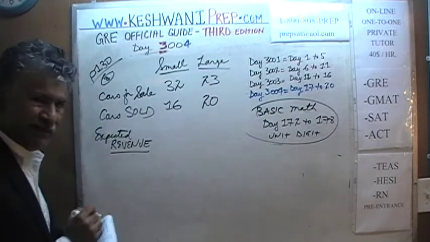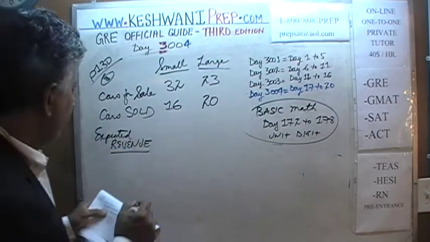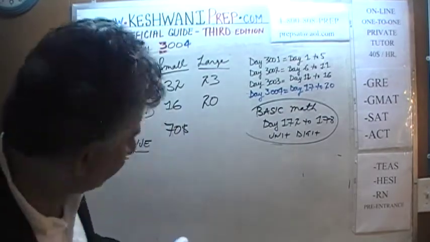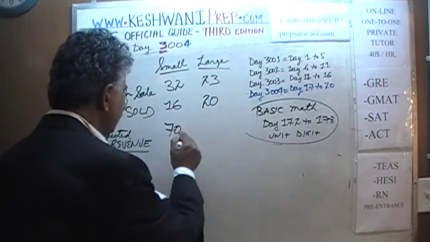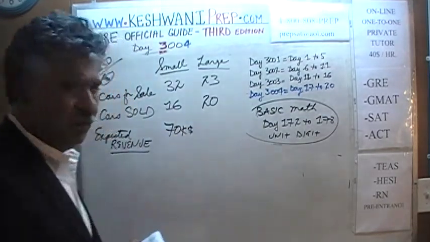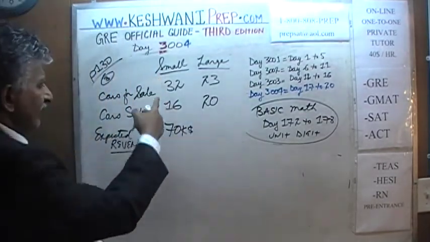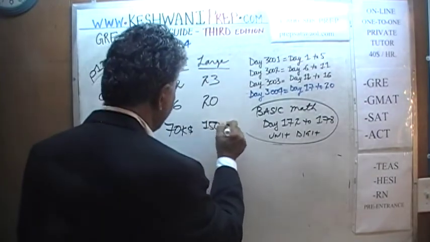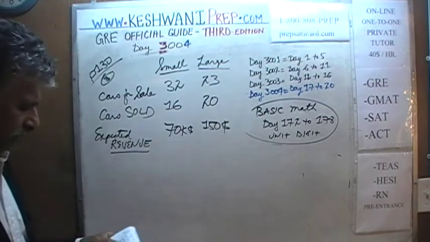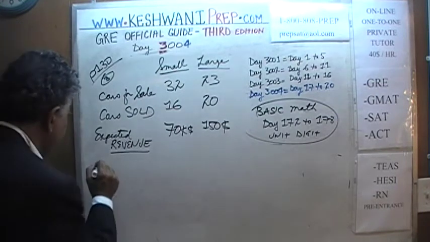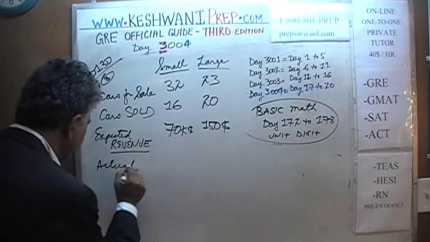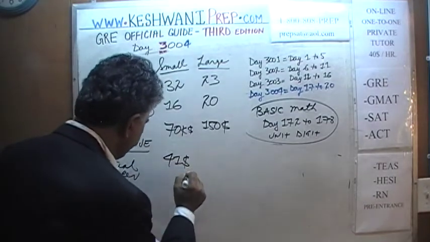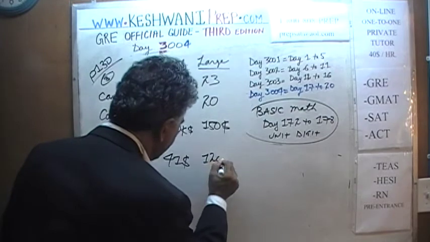The book does not speak like that. The book uses a different language, but it's the same idea. We were expecting $70,000 in revenue from the sale of the small cars, and we were expecting $150,000 from the sale of the large cars. The actual revenue, we are told, is $41,000 and $120,000.